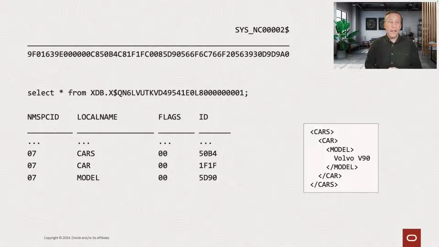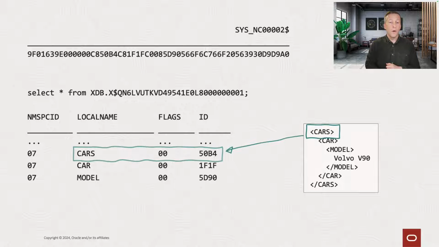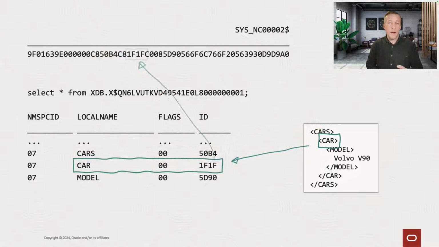In the dictionary, in the XDB schema, you will find a table called $QN. This is where the database will store the tokens that are generated from the tags in the XML document. We can see, for instance, the cars tag has been converted into a token. The ID is 50B4, and we can actually see that that token is used in the encoded version, the compressed binary version of the XML document. The same applies to the car tag and for all other tags and namespaces in the XML document.